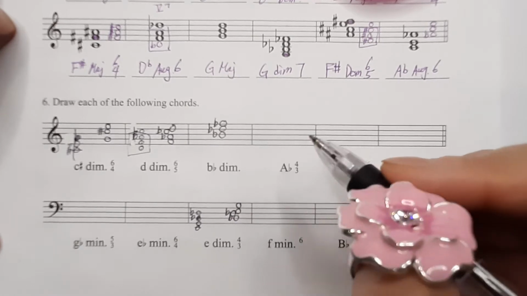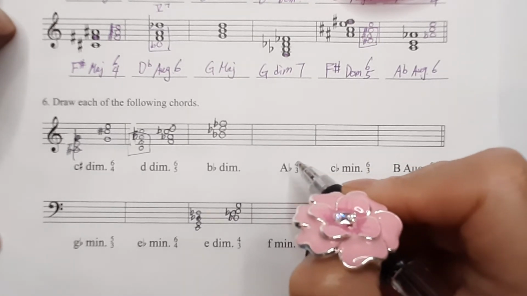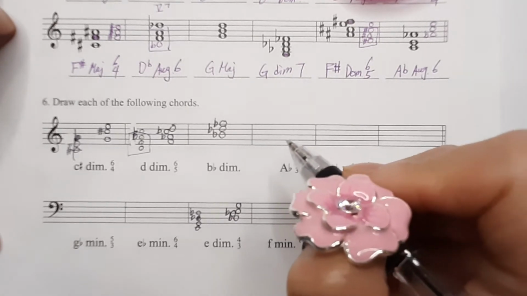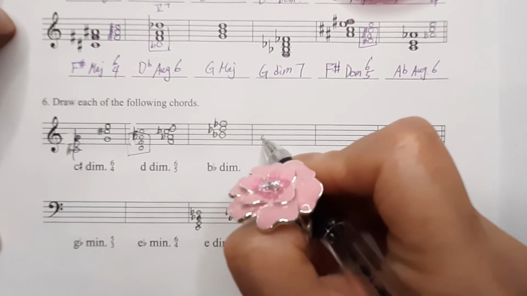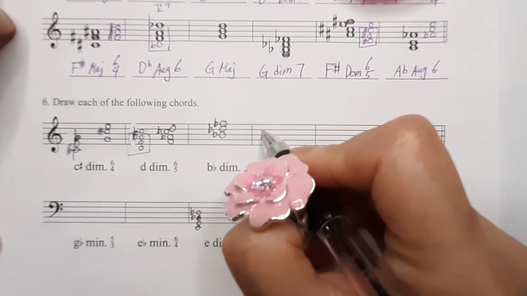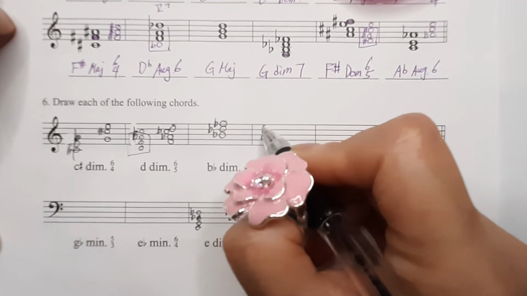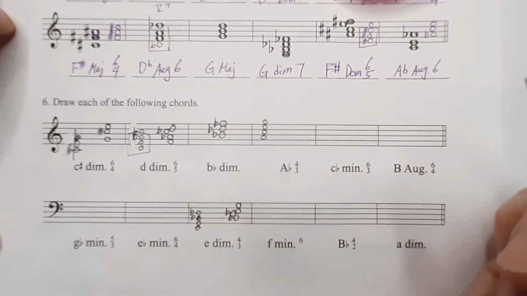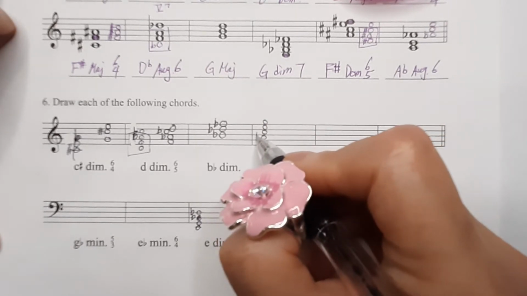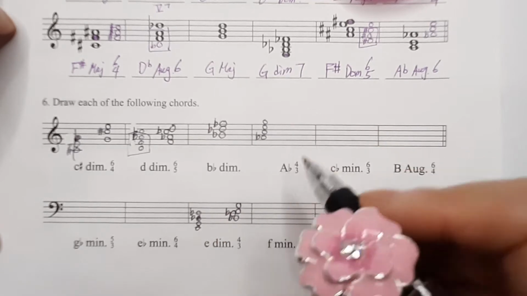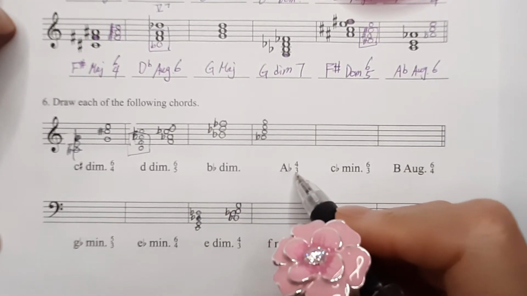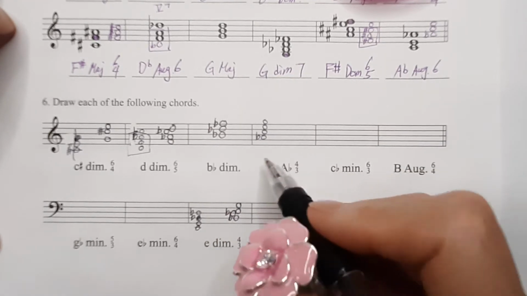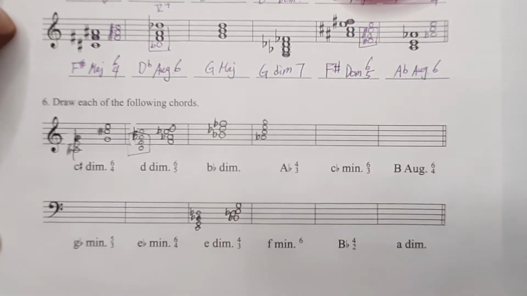Now, A flat 4/3, the second inversion. So we do the 4 notes, right? A, where's A? C, E, and G. In the key of A flat major, it's like a dominant 7 chord. In the key of, it cannot be A flat. Oh my goodness, how can I explain this to you? Okay, easier way.